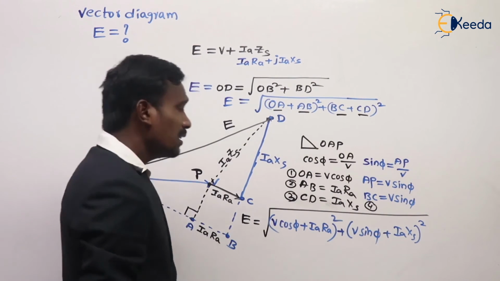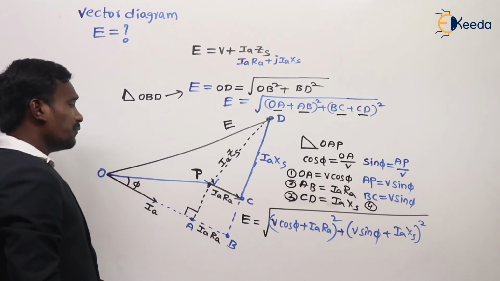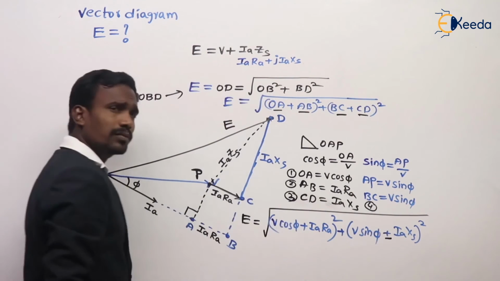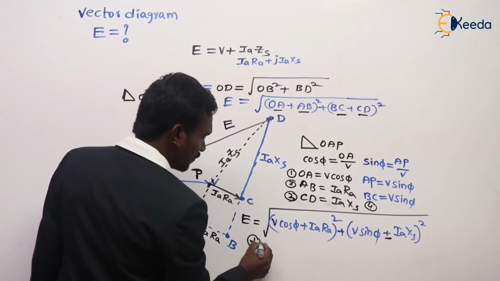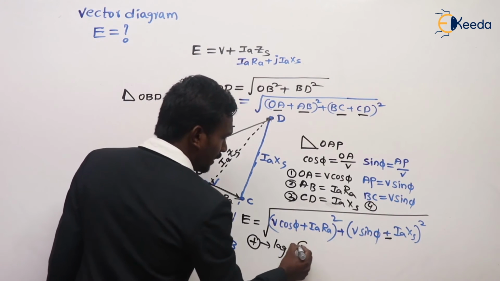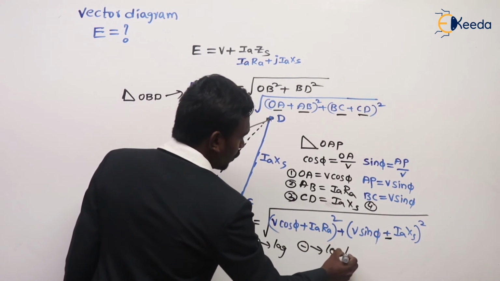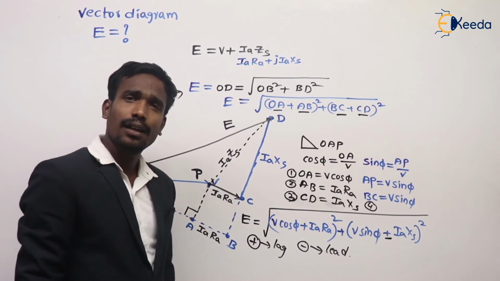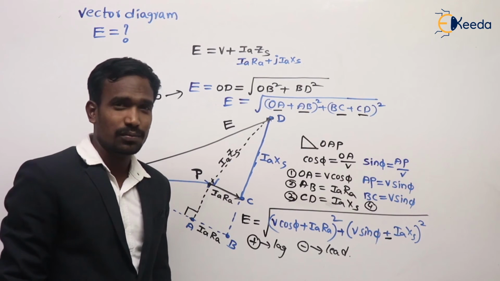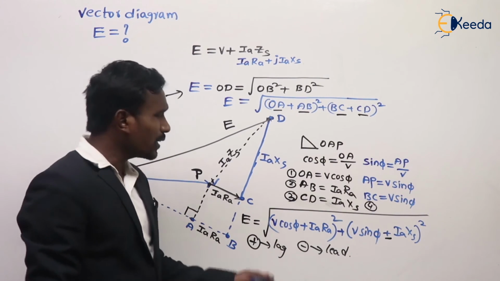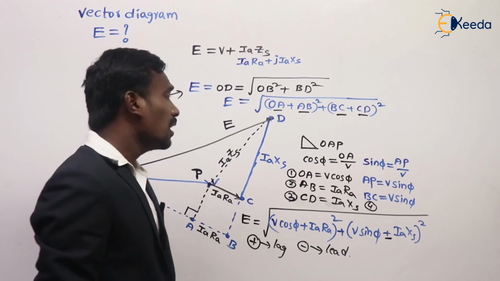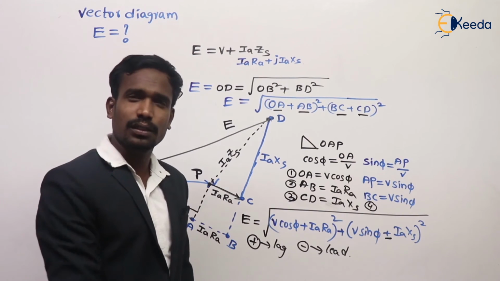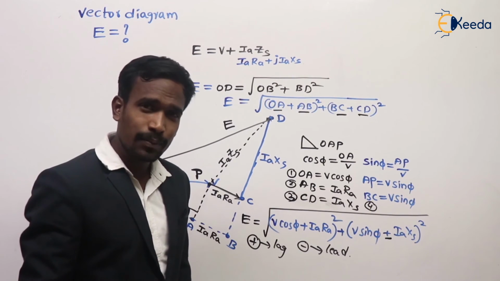Are you getting or not? This is for a lagging load. If it is a leading load, then you get a minus in this equation: plus for lagging load and minus for leading load. This is the vector diagram analysis for our synchronous machine. Are you getting or not? This is very important. This formula is very important, and it is taken from this vector diagram. You should remember this.